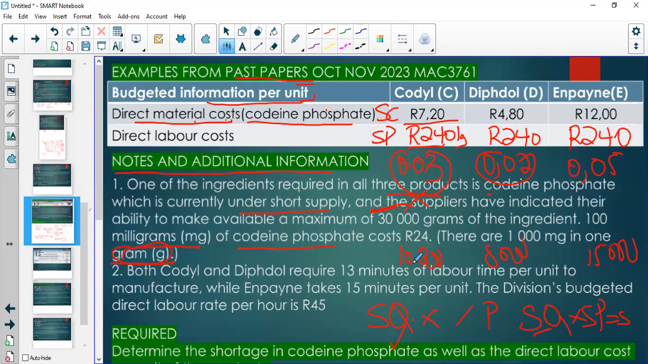But the work that needs to be done was changing from 24 rand per 100 milligrams to so many rands per gram. So that was the whole point of this question. Because once you get your standard quantity, then you multiply by the budgeted units. Then you see how many grams are needed, and then you compare with 30,000. You might see that we need 31,500 grams, and we can only get 30,000 grams.